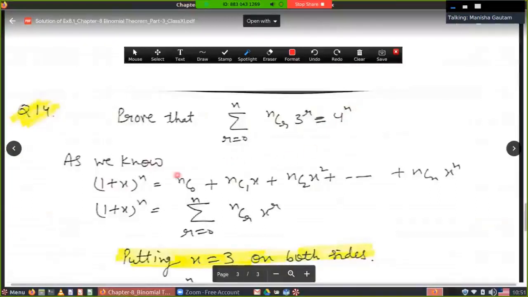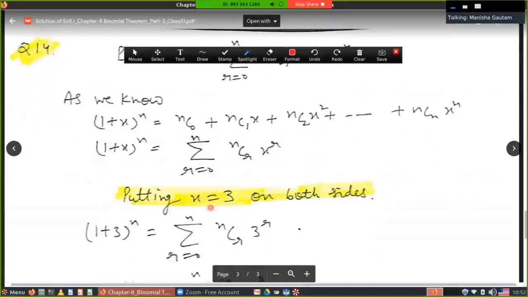Now as you know, the expansion of 1 plus x whole power n can be written as nC0 plus nC1 x plus nC2 x square plus up to nCn x to the power n. If you want to write this expansion in summation form, you can write it as the summation of nCr x to the power r, r is equal to 0 to n. If you put x is equal to 3, you will get the same expansion.